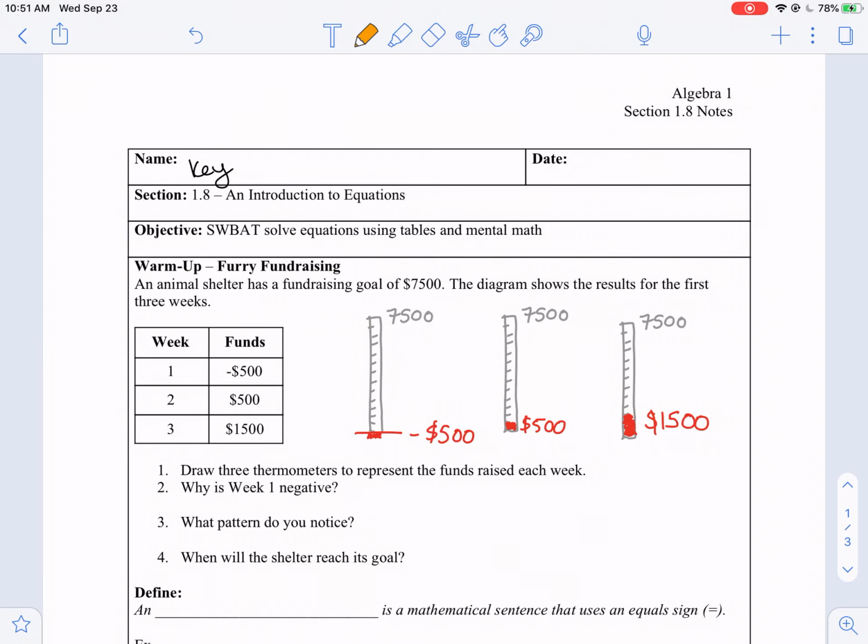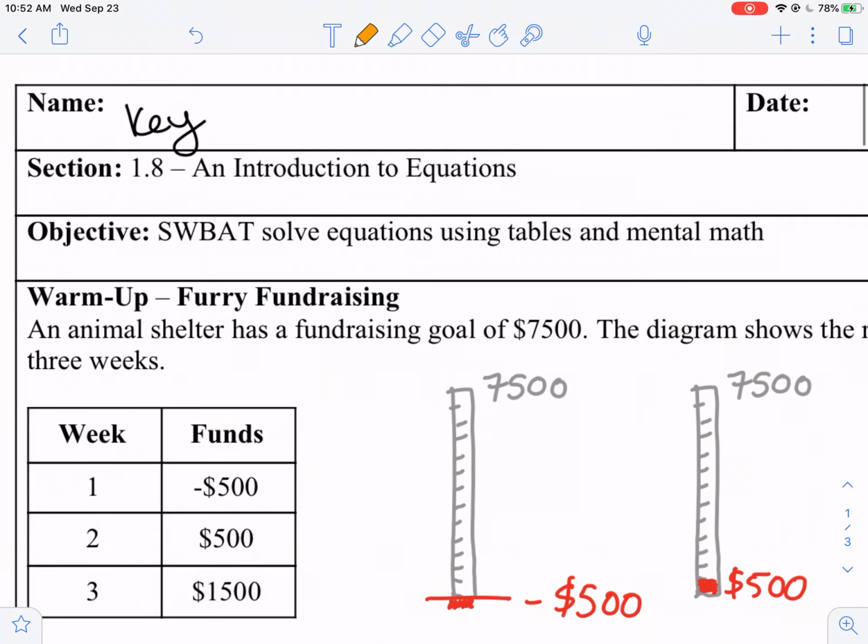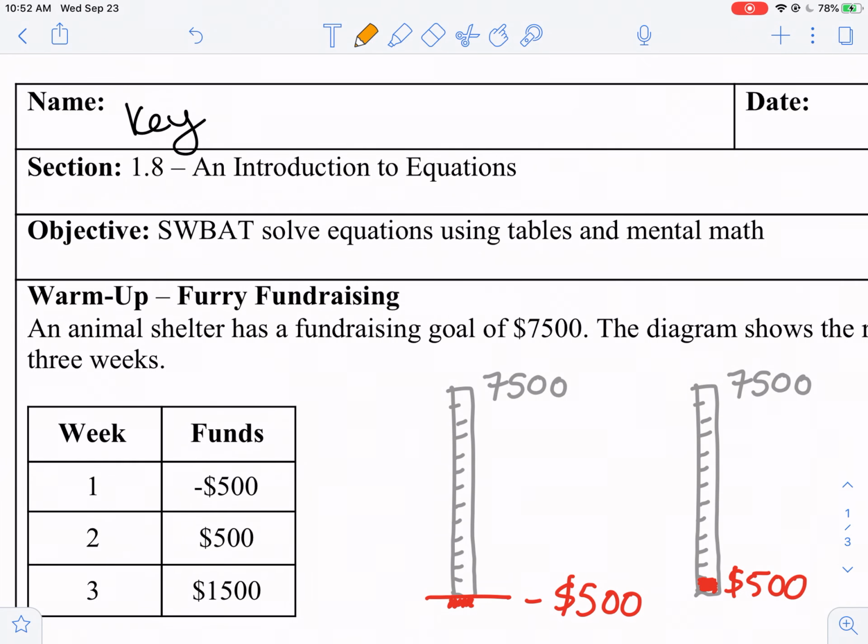Okay, let's try this again. We have an introduction to equations today. By the end of the day, you'll be able to solve equations using mental math and tables.